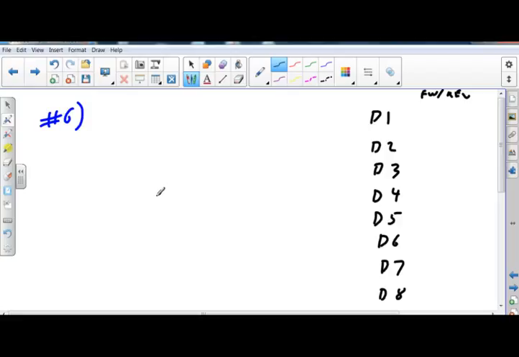Okay, so I look at the A drawing, and I say I've got plus 5 volts, and I go through a diode over here, and I go through a diode over here.